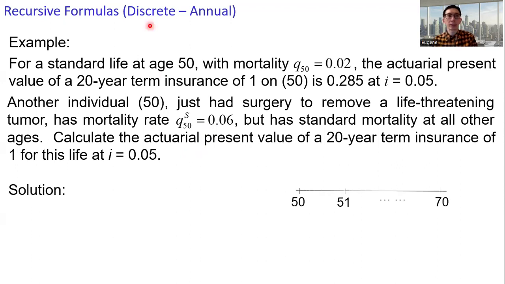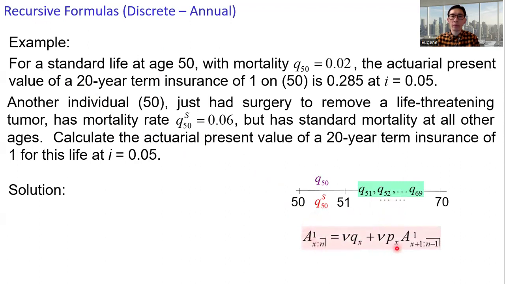The only difference between the standard life and this individual is the mortality probability at age 50, q50 versus q50 with superscript S. And the remaining probabilities are the same. Make use of the recursive formula. For the standard life, we have this big A notation. And for this individual, we have this big A notation, simply adding the superscript S.